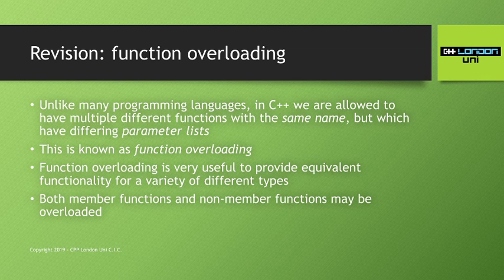We're actually allowed to overload member functions and non-member functions. That is, functions that belong to a class and functions that are free-floating, don't belong to anything. Last week we talked only about non-member functions, but everything that I mentioned applies to member functions as well. So it's perfectly legal for you to have two member functions in a class that have the same name but differing parameter lists. That's absolutely fine, and for some things, quite a common thing to do.